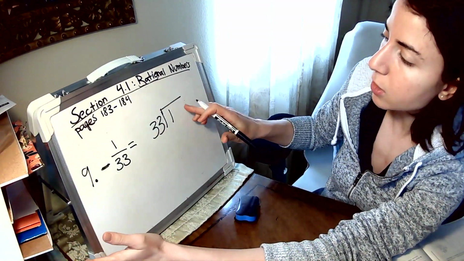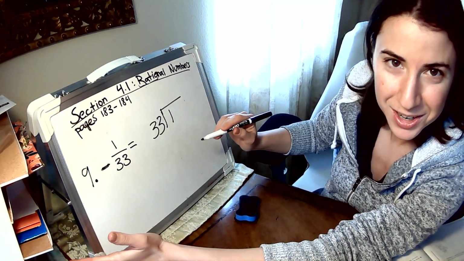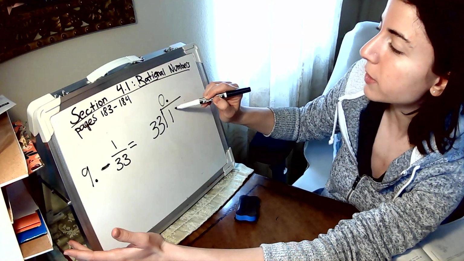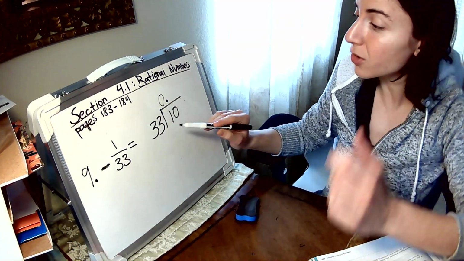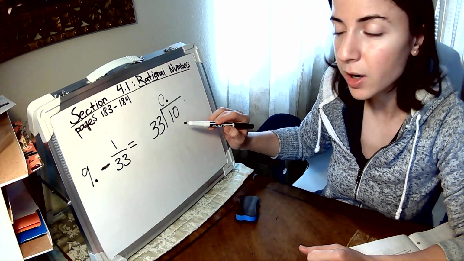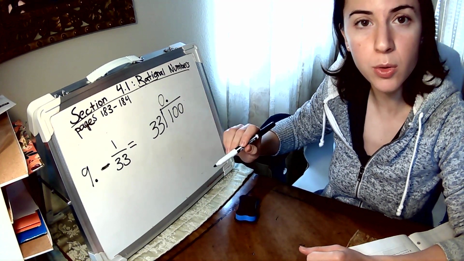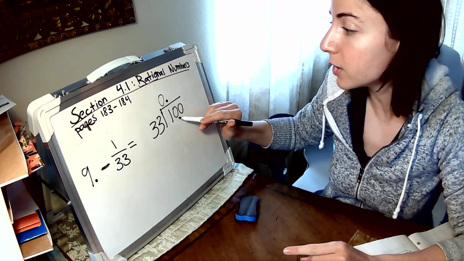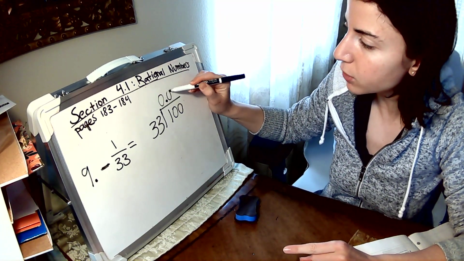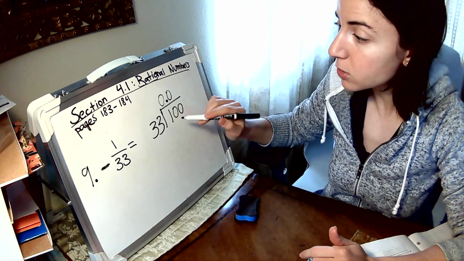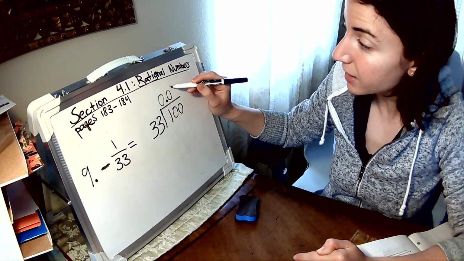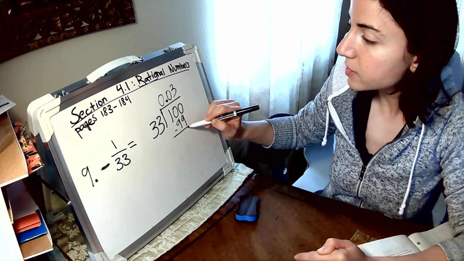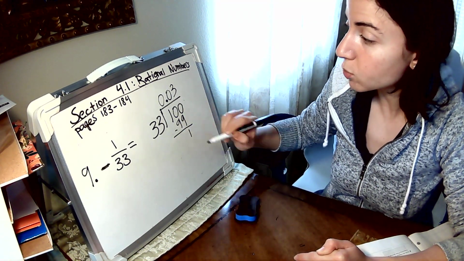Okay, now I'm going to start dividing. 33 definitely can't go inside 1, right? So I'm going to put a 0 here, a decimal point there. That allows me to put a 0 there, but still 33 can't go into 10, right? I have to add another 0 there, but if I do that, once I add another 0 beyond the 0 that I'm allowed, I have to put a 0 up here. Now 33 can go into 100. It goes in exactly 3 times. 33 times 3 is 99. When we subtract that, 100 minus 99 is 1.